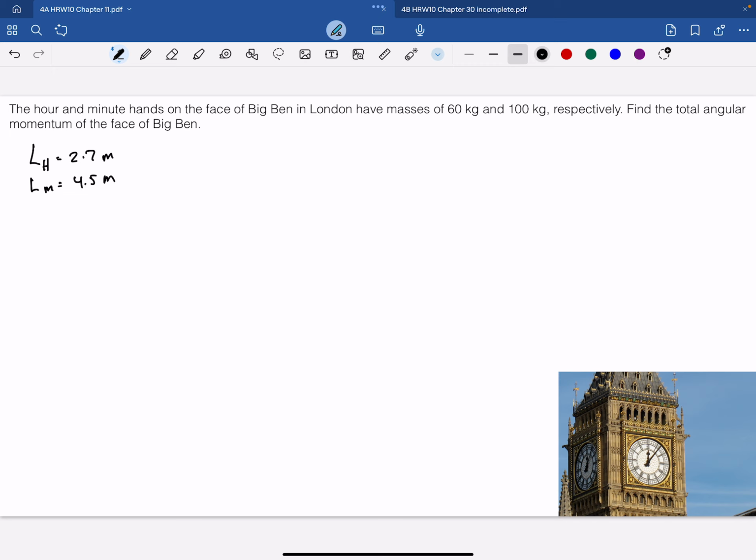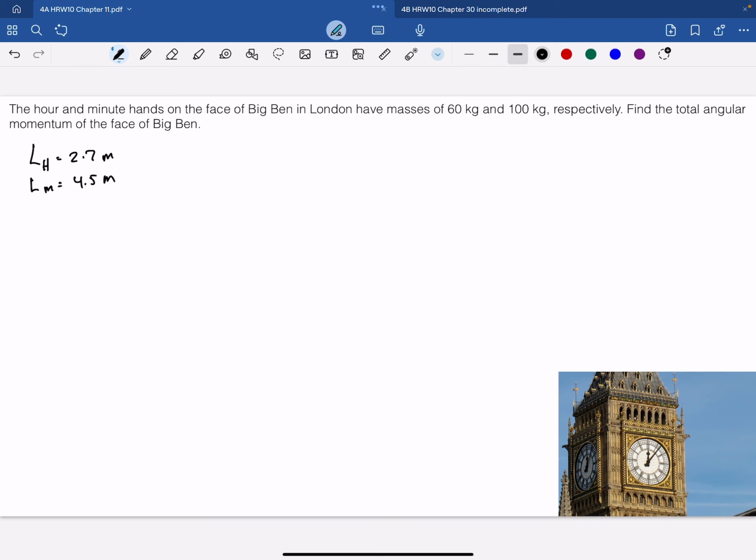This is always a fun exercise. Which of the hands in the picture here is the hour hand? Is it the shorter or the longer one? It's the shorter one. Obviously I gave a shorter distance, right? And then the minute hand. So what we're going to do is find the total angular momentum of the face of Big Ben. These hands are going around in the clockwise direction, and so there's going to be an angular momentum associated with their rotation.